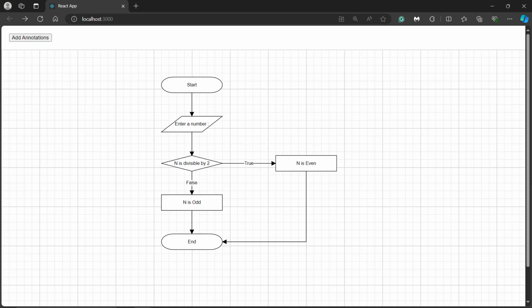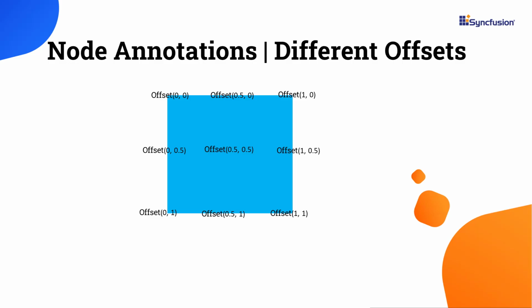Next, I'll show you how to customize the annotations. First, I will show you how to align the node annotations using the offset property. Look at this image. It represents different offset values in which the node annotations can be positioned. 0, 0 represents the top left corner, 1, 1 represents the bottom right corner, and 0.5 signifies the midpoint along any line in the node. You can set any fractional value between 0 and 1 for the x and y properties.